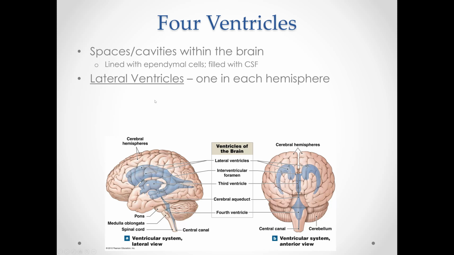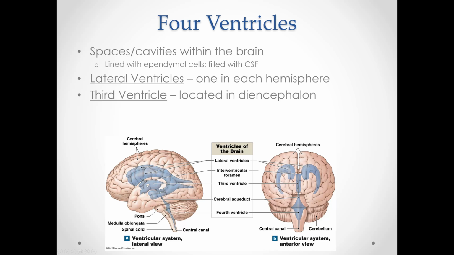Because you have 2 lateral ventricles, the next ventricle is called the third ventricle. So you can think of the lateral ventricles as being ventricles number 1 and 2. So the third ventricle itself is located in the diencephalon. It sits right above the hypothalamus and between the 2 thalami on either side of the diencephalon area. So that's right here in the middle. So this would be the third ventricle.